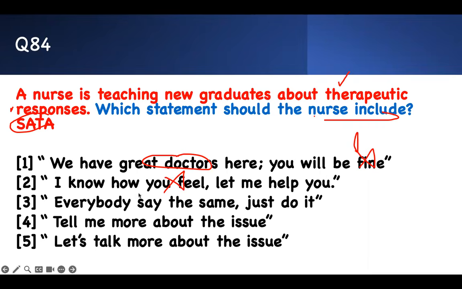Everybody says the same. Everybody does not say the same. I'm not everybody. I'm Mr. So-and-so. Tell me more about the issue. Yes, the patient is talking now. Let's talk more about the issue. Yes, the patient is talking now. Therapeutic: let the patient talk and ask for more information. Don't interrupt. Don't project. Don't promise. So 4 and 5 are your right answers.